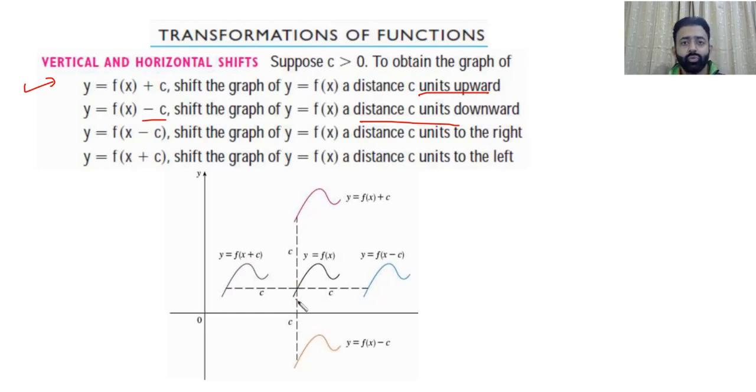If you have to shift towards the right, then the input should be x minus c. So this is f of (x minus c), and it has shifted c units towards the right, and c units towards the left by representing this f(x) by f(x plus c). So this is translation.